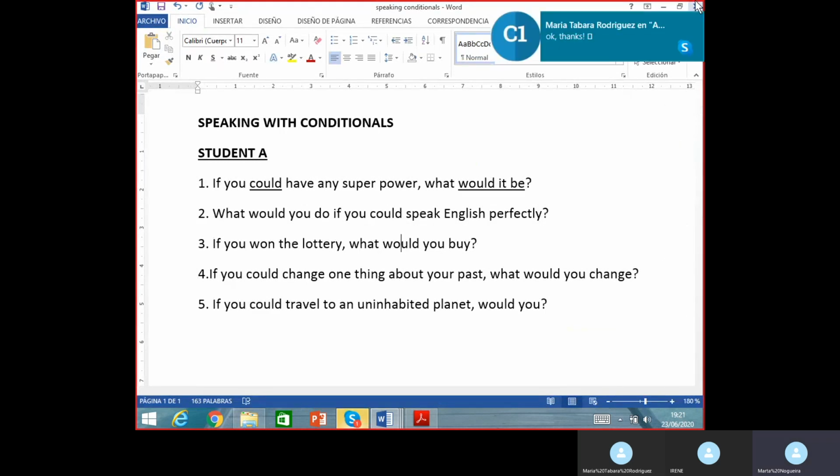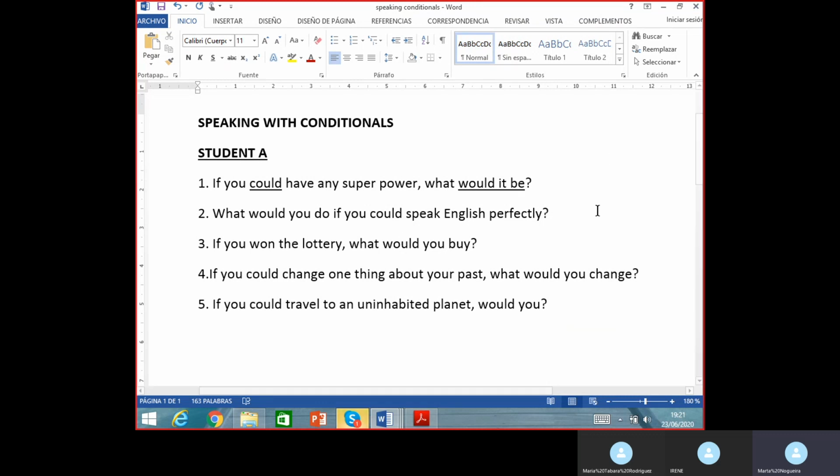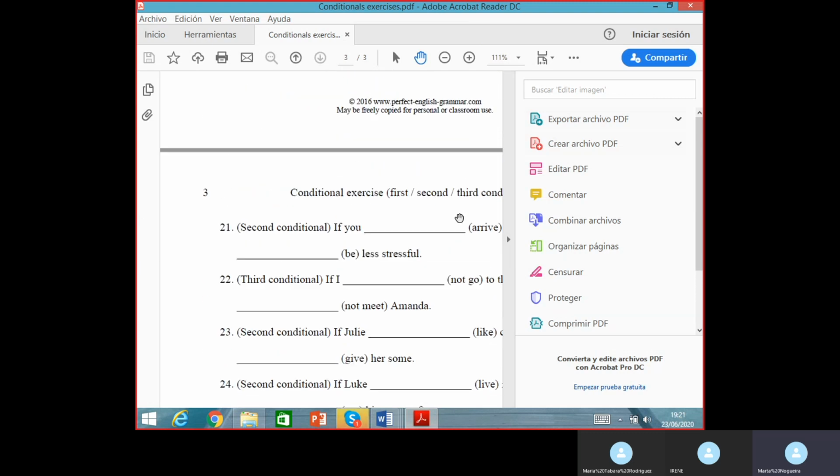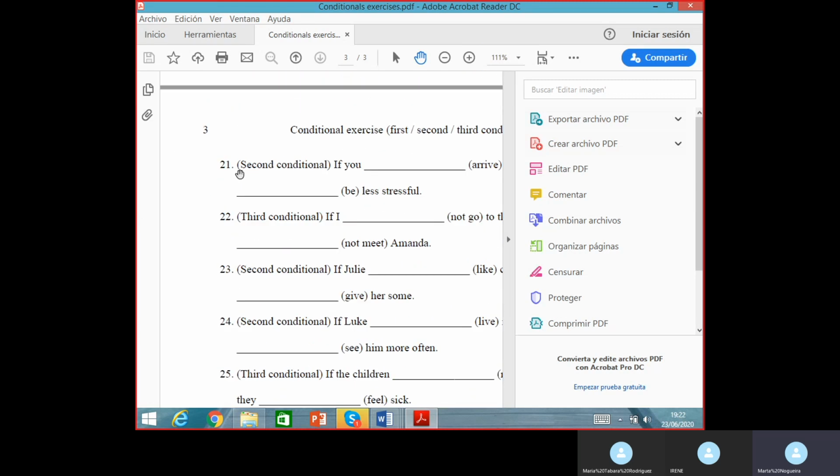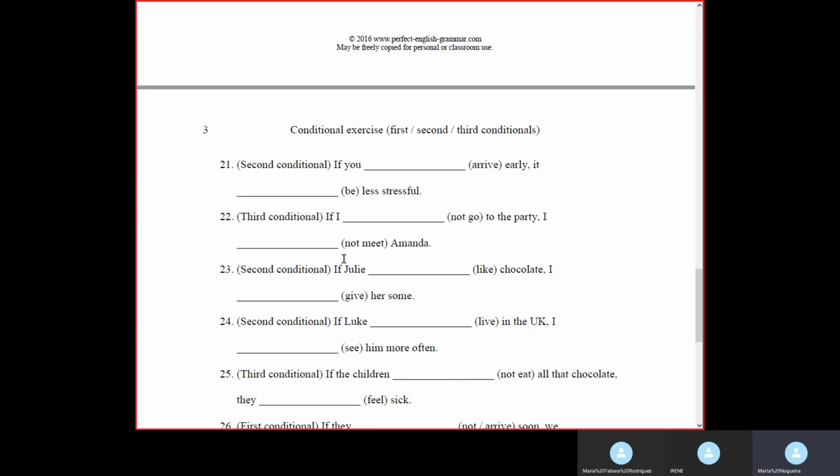So don't worry about anything because we're going to see it all. If you have more doubts about conditionals, you can start doing this third part. I'm going to write it, girls, because if not, I will forget. You can do as homework the last part, from 21 to 30. We will be correcting it in the next lesson. And try to do it without seeing the structure. I mean, learn the structure and then try to do it, because this is good practice for the real exam.